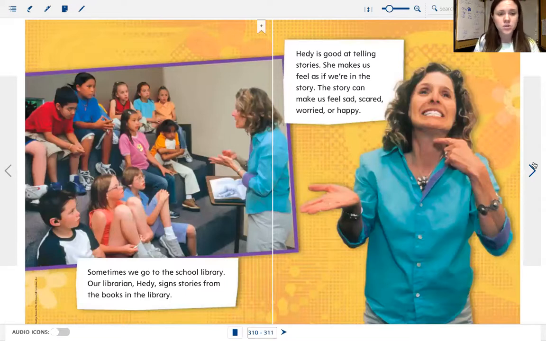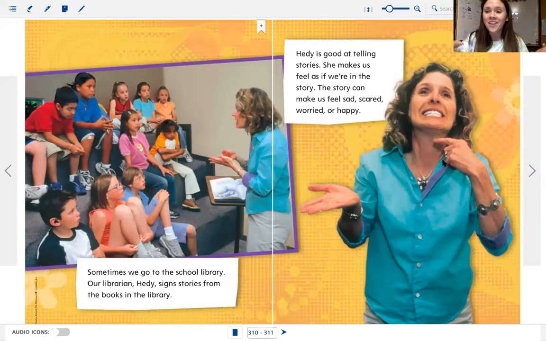Sometimes we go to the school library. Our librarian, Hetty, signs stories from the books in the library. Hetty is good at telling stories. She makes us feel as if we're in the story. The story can make us feel sad, scared, worried, or happy. So can you see the librarian right here, Hetty? Look at the smile on her face, and she's telling something, right?